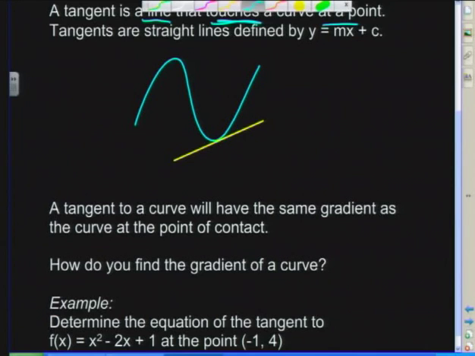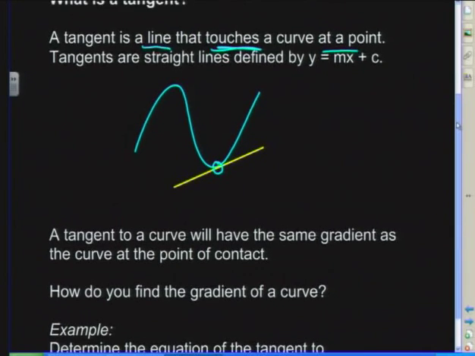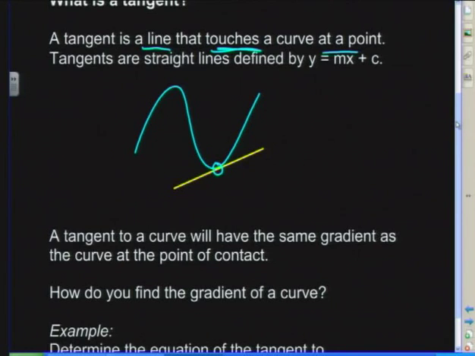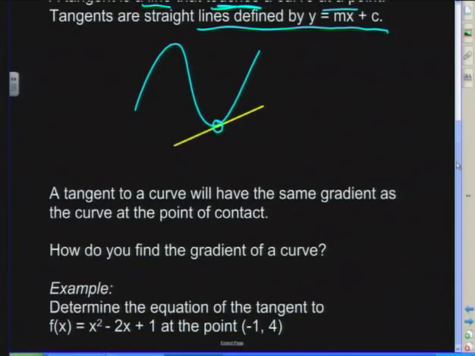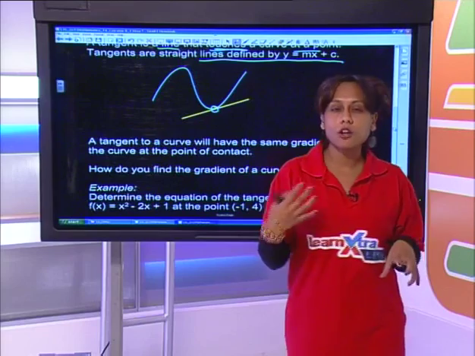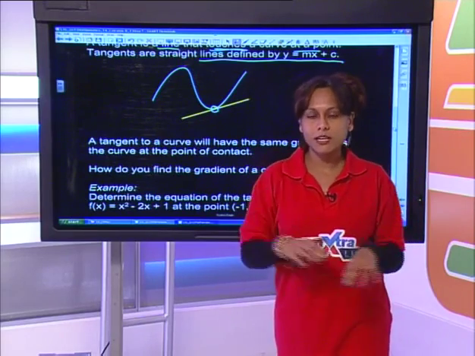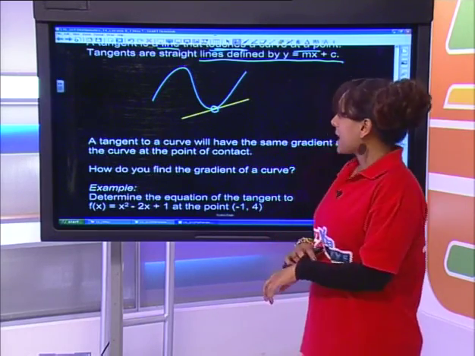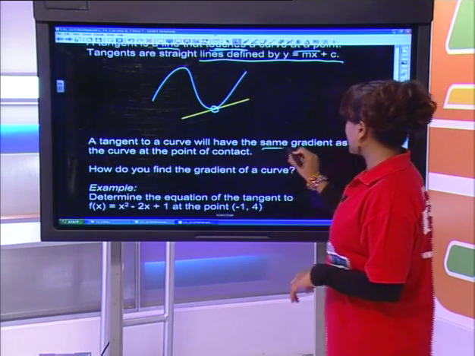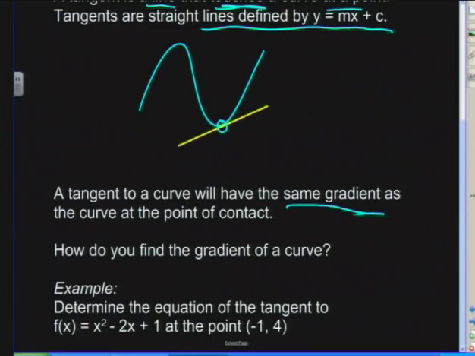Okay, so as you can see on my drawing, at that point there, the straight line, the tangent, just touches the curve. All right, tangents, very importantly, are normal straight lines defined by your straight line equation, which is y equals mx plus c. And very importantly, this is a concept that you will use all the time in grade 12: a tangent to a curve will have exactly the same gradient as the curve at the point of contact.